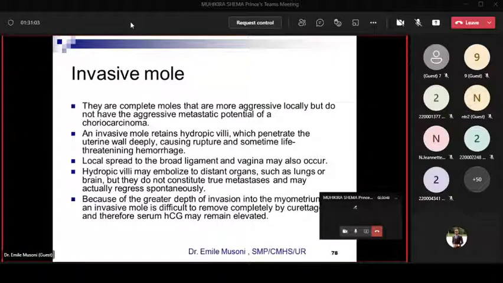Invasive mole, this one is very dangerous. Invasive mole means that, whereas the partial and the complete remain on the endometrium, in invasive mole you will see those villi penetrating the uterine wall, causing rupture and sometimes threatening hemorrhage. And this one can have local spread and spread to other organs, most of the time the lung, brain.